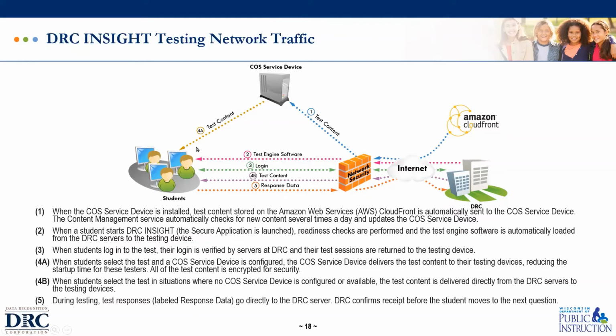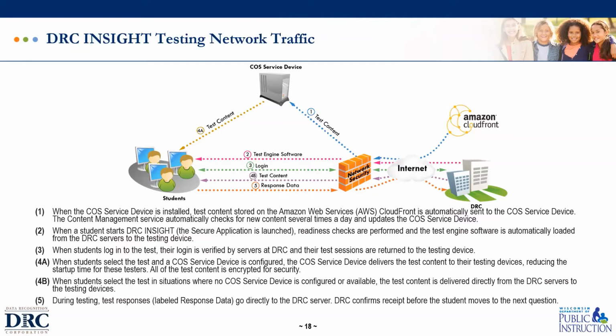But during the test, when a student logs into a test, the first thing that's going to happen when they launch the DRC Insight Secure application is it's going to connect back to DRC, and in that connection is when the test engine comes down. And that's about 2 meg of data coming down to each testing device. At that point, the student's credentials are verified, very little traffic. We come back and say these are the tests the student can take.